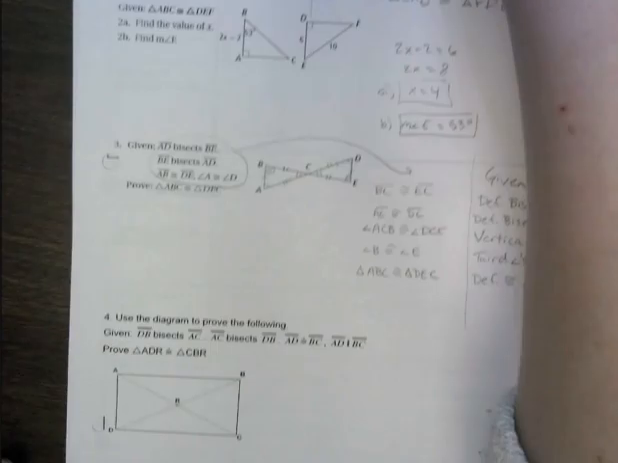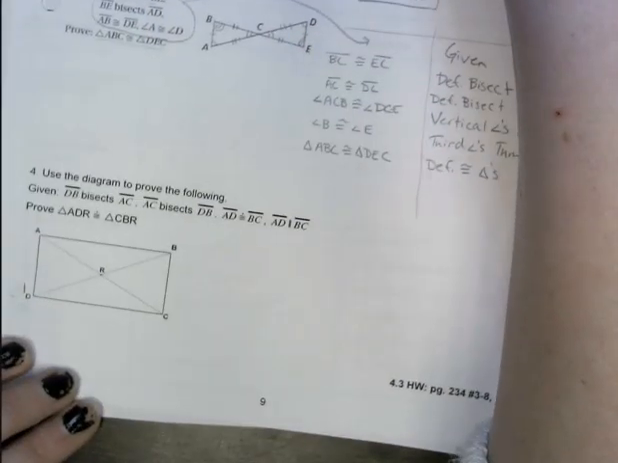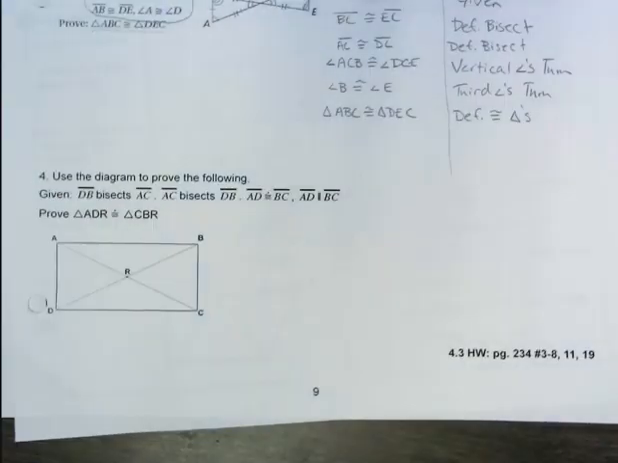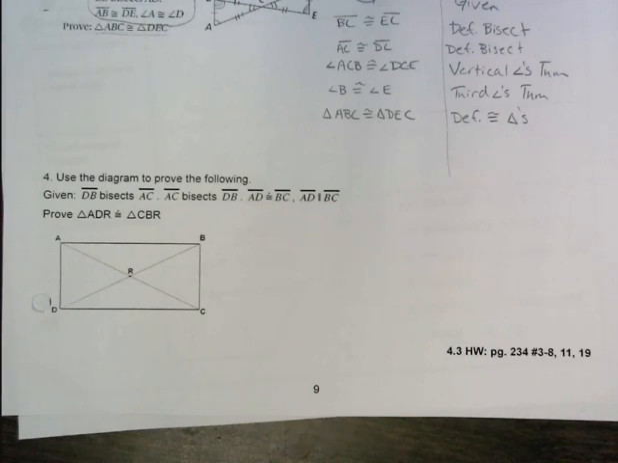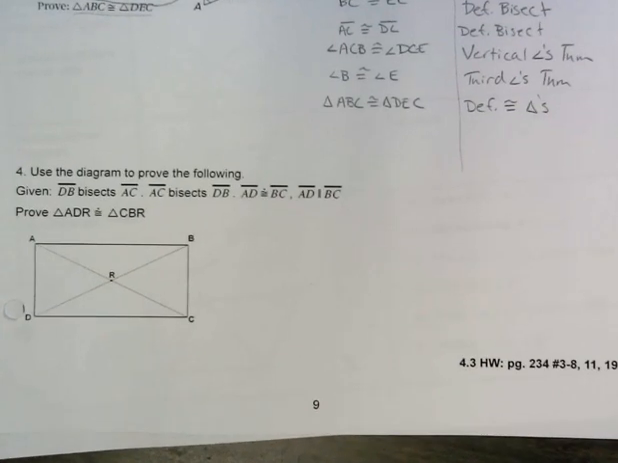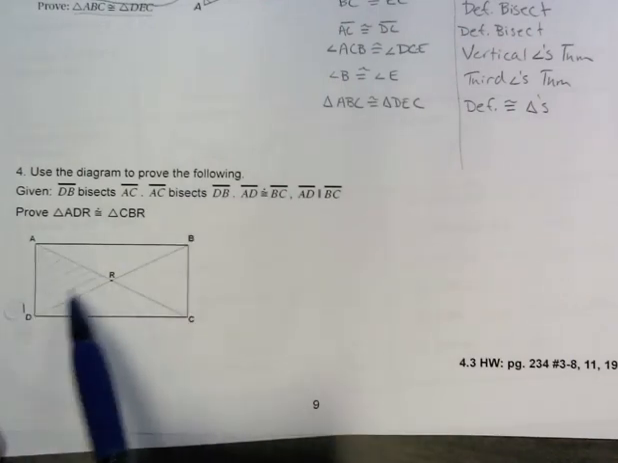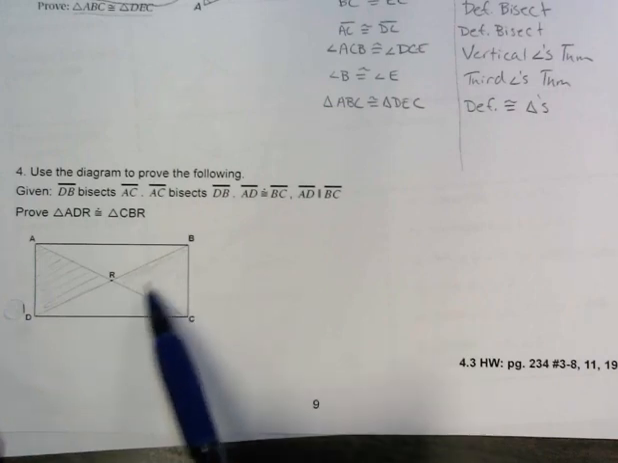Okay, we've got one last one here. And we're going to use this diagram to prove that triangle ADR is congruent to CBR. So that's kind of this left triangle. I'm going to actually maybe even shade that in just a little bit so I can see those.